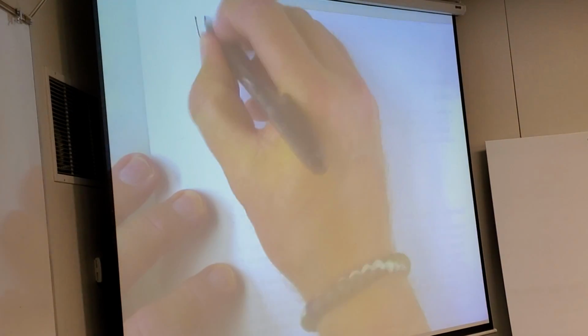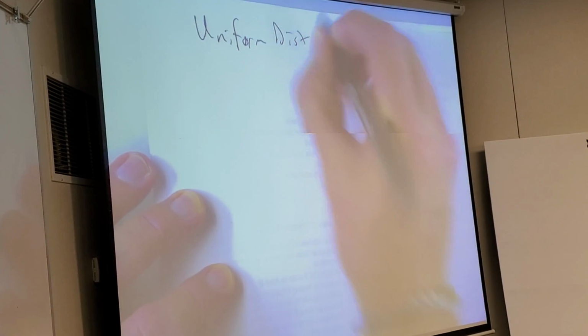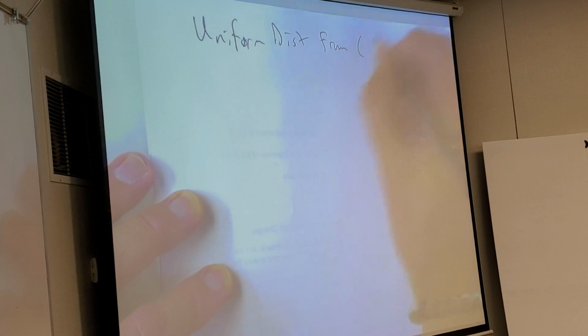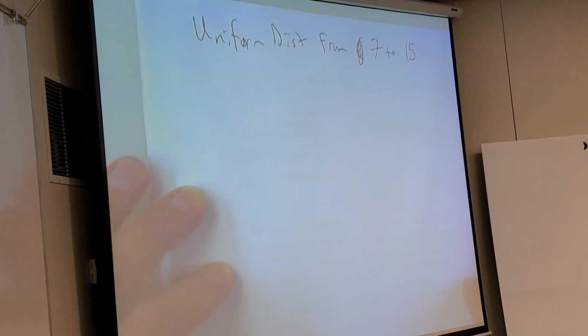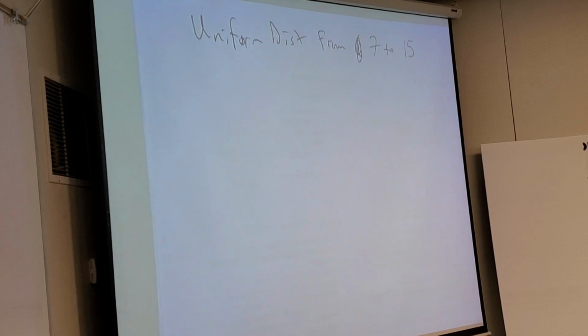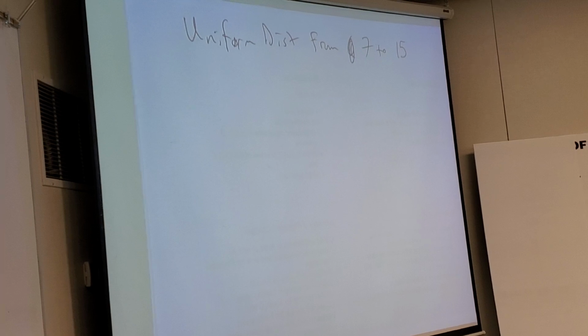Let's take a major step back in time. If I had a uniform distribution from, let's say, 7 to 15, can you draw that for me? Kind of rebuilding our way up to where we left off.